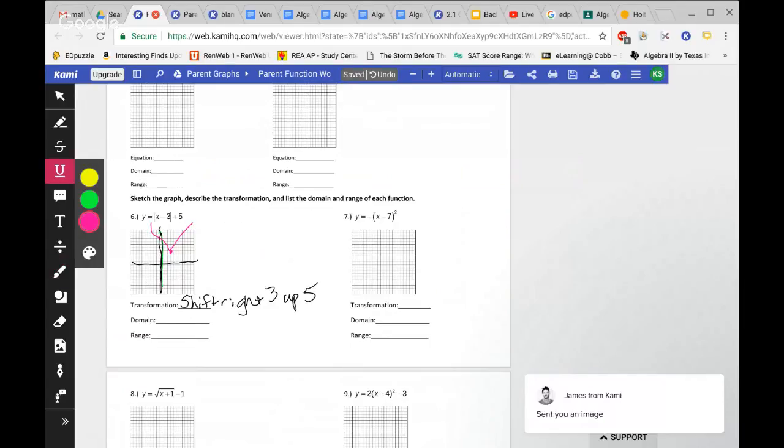Okay, so let's talk about the domain and the range. The domain, those rays are still going to be extending and getting wider and wider into infinity. So actually, all x's are still a possibility. Does that make sense? Yes, but the range starts at 5. Yes, that's it exactly. Awesome.